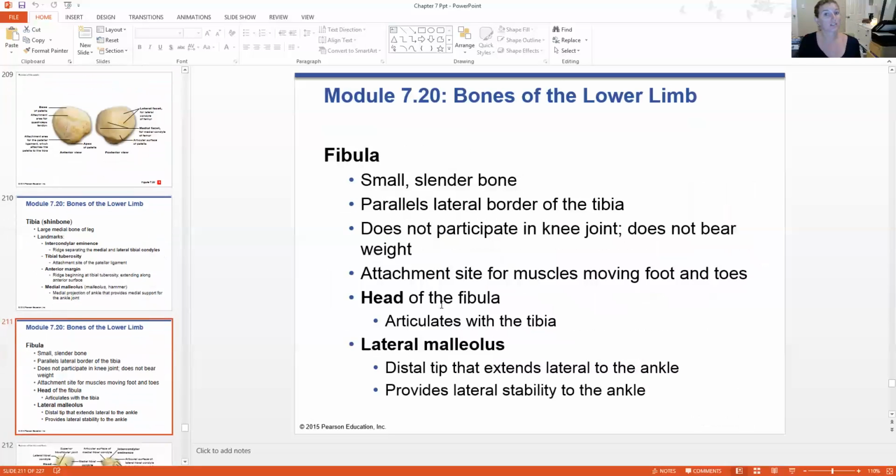The fibula is a small slender bone. It parallels that lateral border of the tibia. It does not participate in the knee joint, so it's not articulated there at all. It doesn't bear any weight. It's more of an attachment site for muscles of the feet and toes. The head of the fibula articulates with the tibia, and the lateral malleolus is the outer ankle bone that you feel. So when you touch the outside of your ankle, you're touching your fibula.